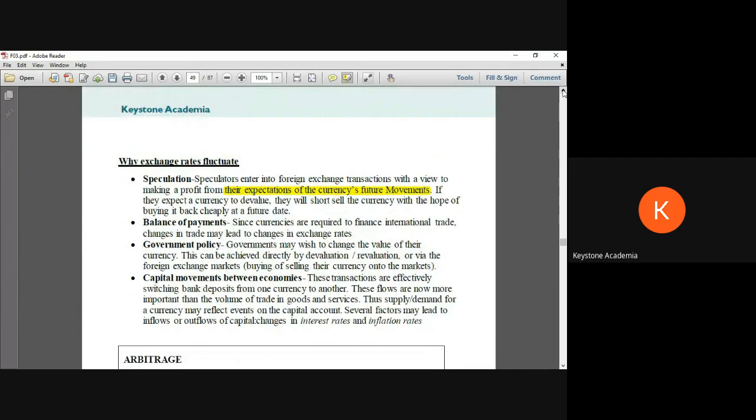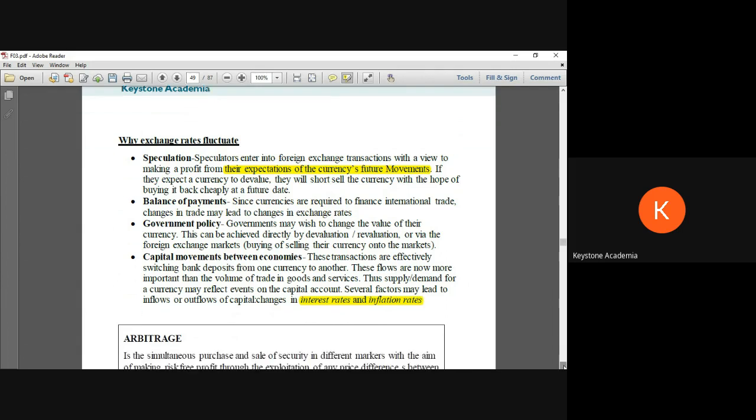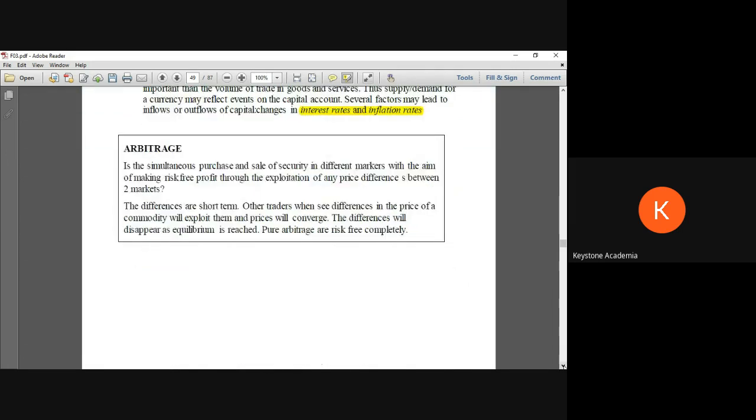We are discussing why we need to do this chapter, why we need to read this section. Okay, so I hope it's clear now. So why does the exchange rate fluctuate? Government policy can affect capital movements between economies, import, export, inflation rates, interest rates, everything will affect the currency rates. Arbitrage, again, some people will deal in this, not very relevant to us.